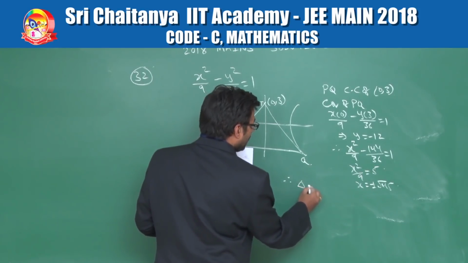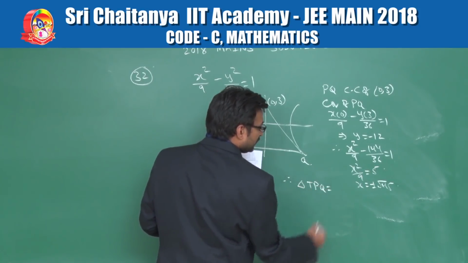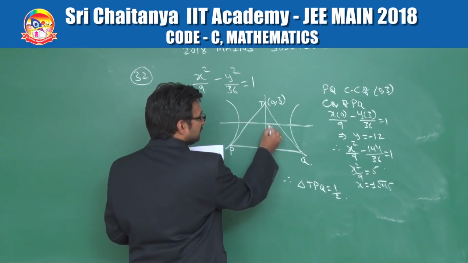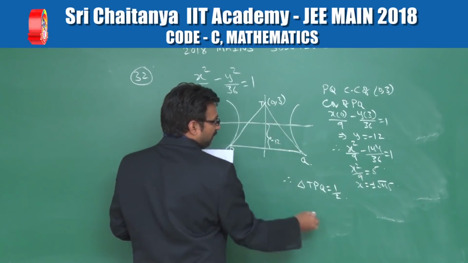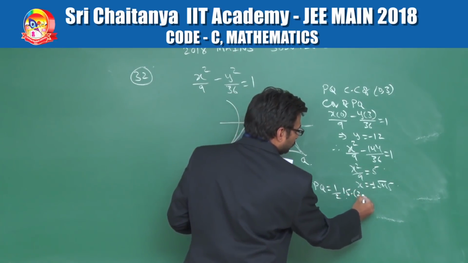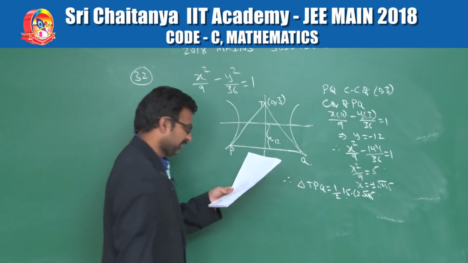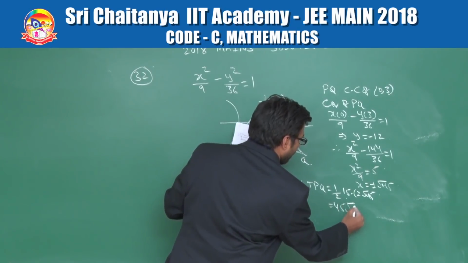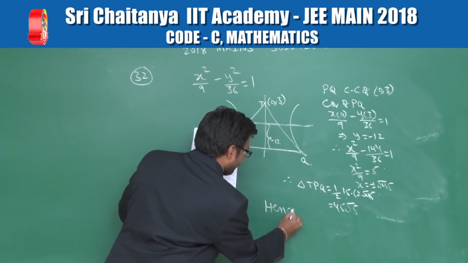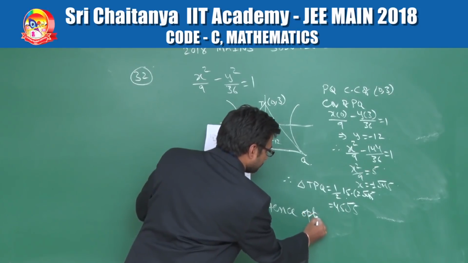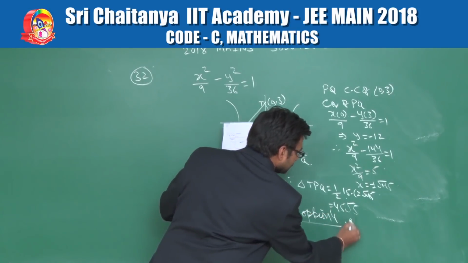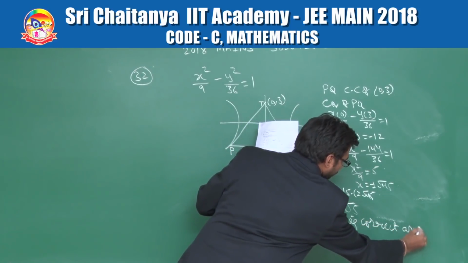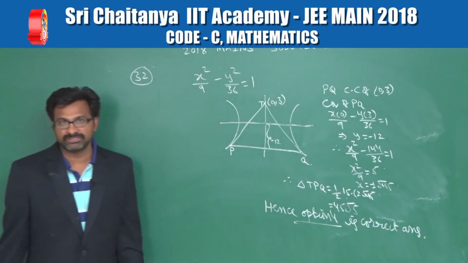Therefore area of triangle TPQ is equal to half into base into height. This length is minus 12, so the height is 15. So half into 15 into 2 root 45, that is nothing but 45 root 5. Hence option 4 is the correct answer.